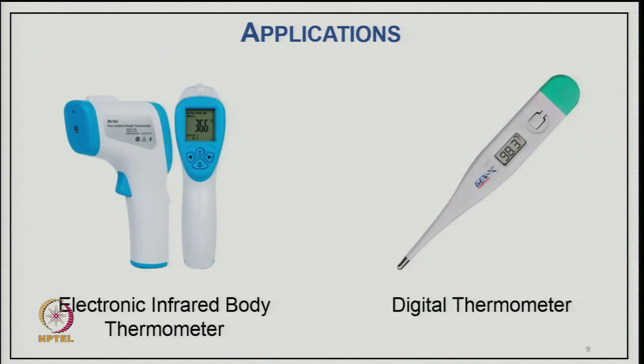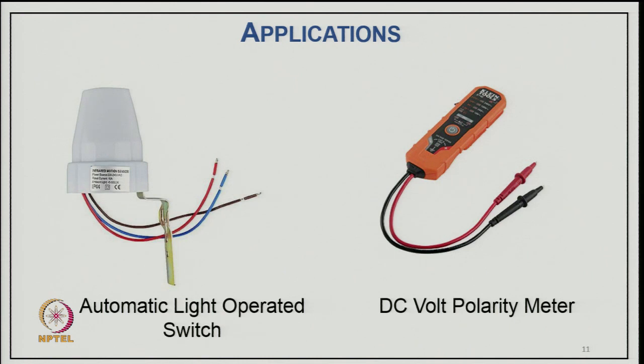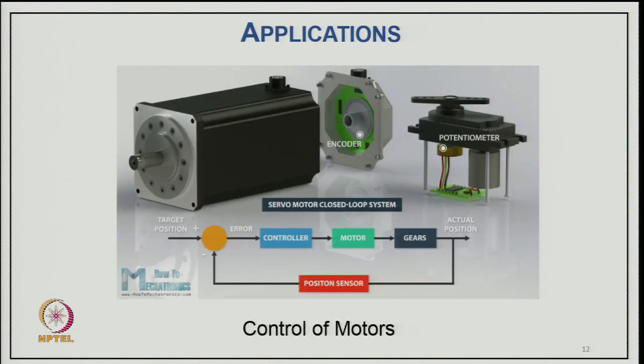Then of course, electronic body thermometer, digital thermometer. These are all digital electronic measuring instruments now, but the signal which comes to the input through the transducer is an analog signal, which gets converted into digital form using the operational amplifier as part of the circuit. Then sensors like the electronic thermometer, then the automatic light operated switch, then the DC volt polarity meter, and control of motors because of the feedback. Many signals which are changing, the analog signals which you have to give to the processor, are all processed through this operational amplifier.